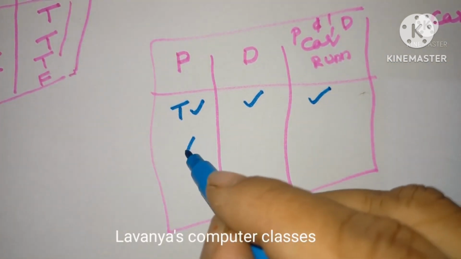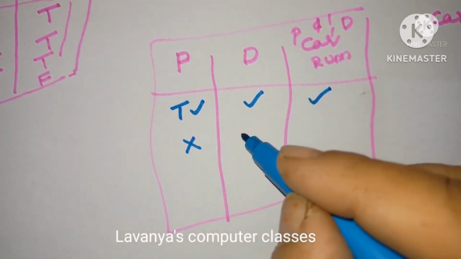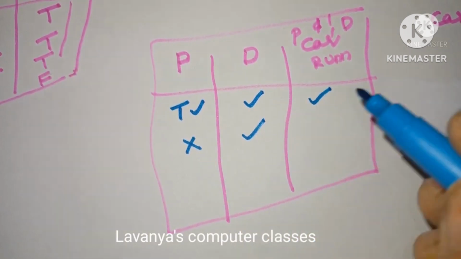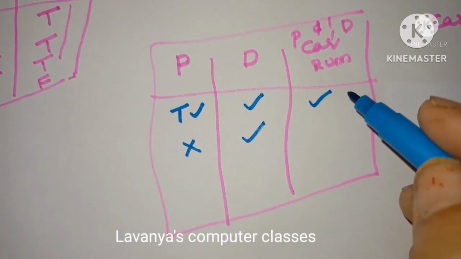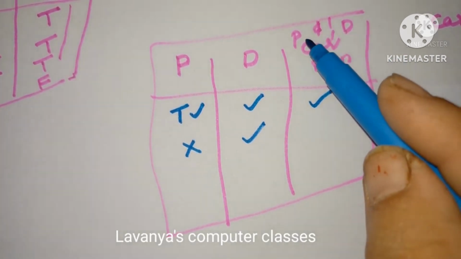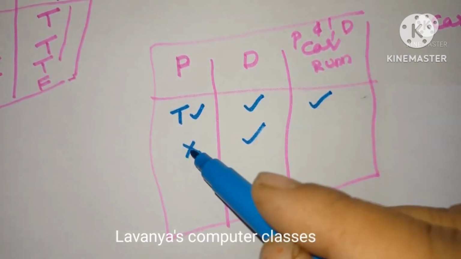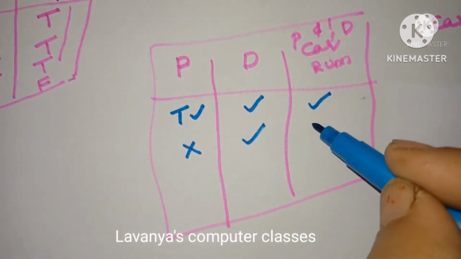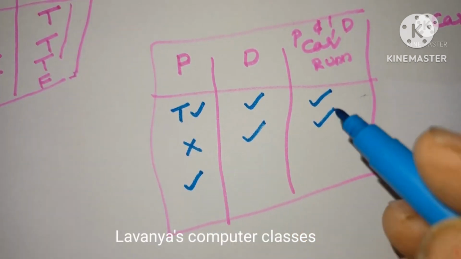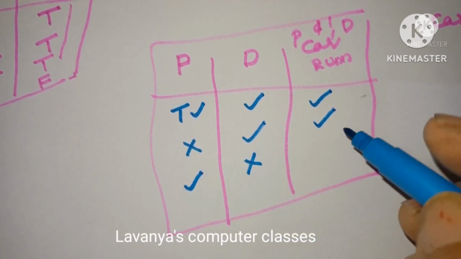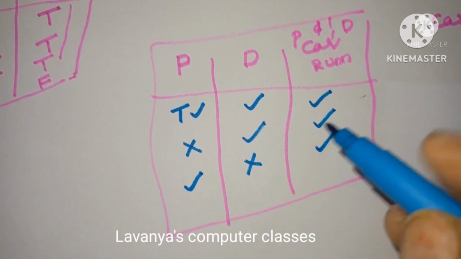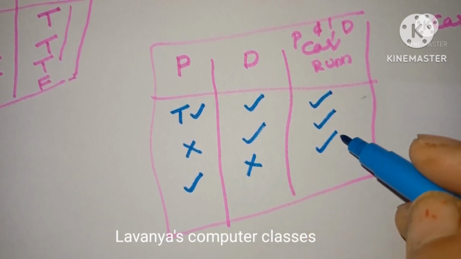I have no petrol, but I have diesel. Petrol is not there with me, but I have diesel. So is there any problem for the car running? No, because the car runs with either petrol or diesel. I don't have petrol, but I have diesel, so using the diesel, my car is running. I have petrol, but I don't have diesel. Do you face any problem running the car? No. You are using petrol, and automatically your car is running.